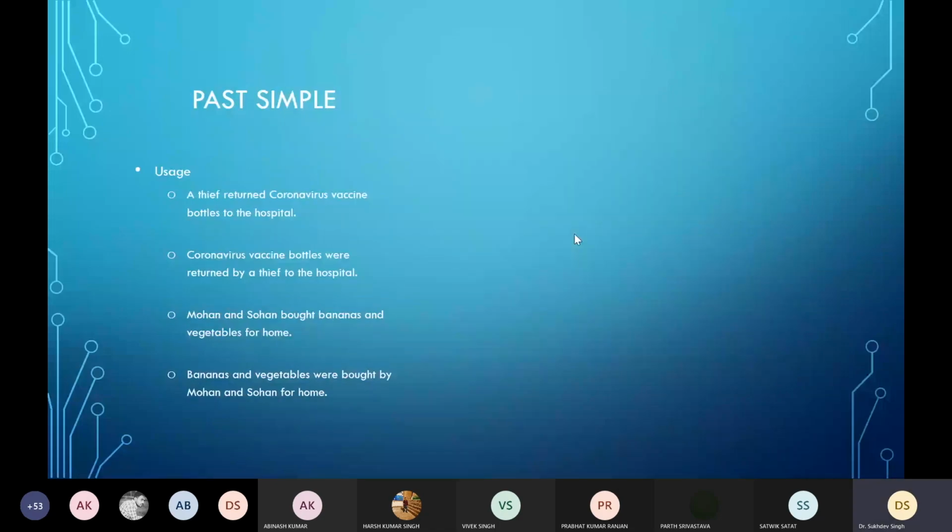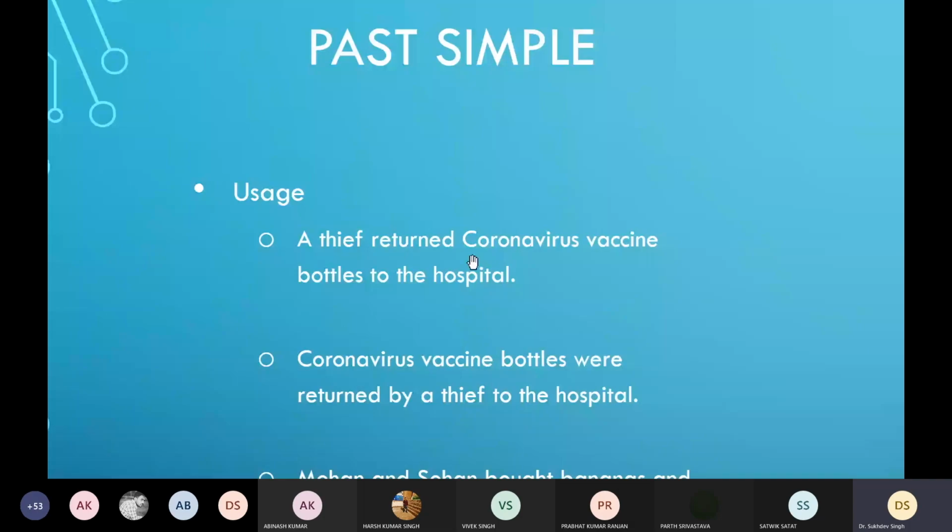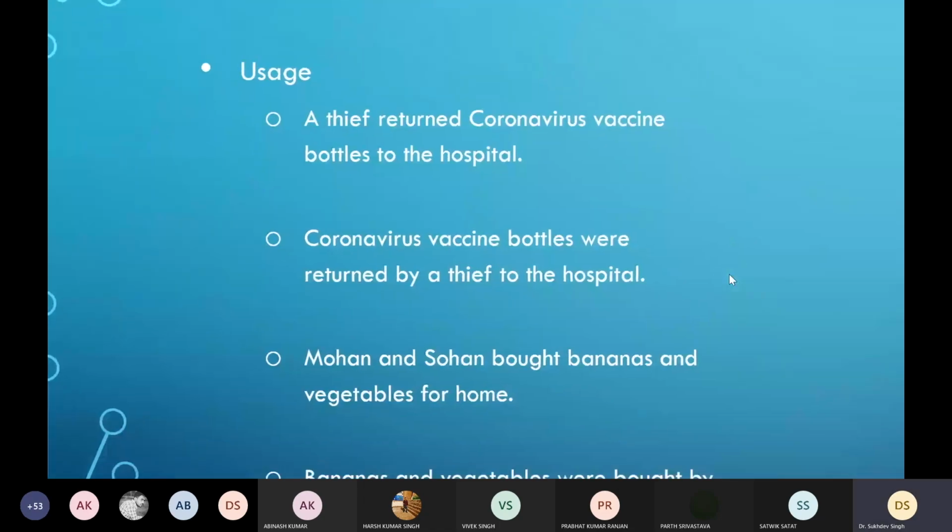Now we come to the past tense. Now look at the usage. A thief returned coronavirus vaccine bottles to the hospital. Subject, second form of verb, and then we place the object. Now this will be converted into passive voice. Coronavirus vaccine bottles is the object over here. So we will fix this in the first place. Coronavirus vaccine bottles. We lift it up from here and place it in the place of the subject because it's plural.